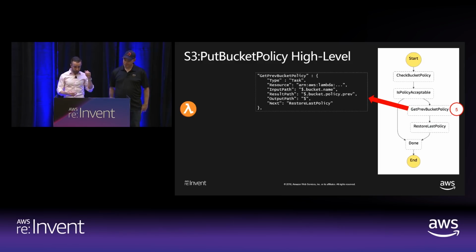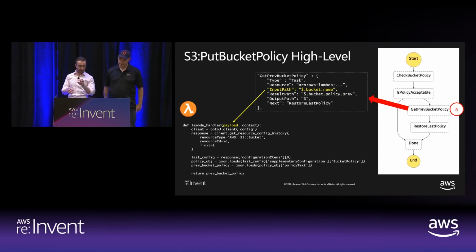So this function, all it uses is the bucket name. The function is get previous bucket policy. Notice the granularity or the atomic nature of that function. On the screen, you can see the next step is actually to restore it. So I've separated out get and restore. That Lambda function there, that's the entire thing. It's only a few lines of code. It's got one job, which is to get that previous bucket policy. And in this case, it's going to be from Config.